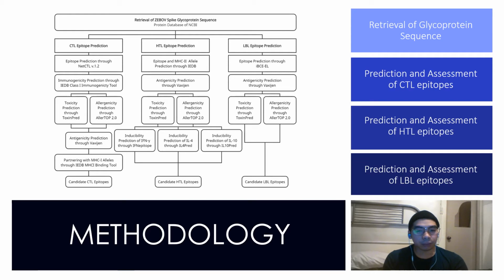For HTL prediction, it uses the IEDB server first and simultaneously partners it already with MHC2 alleles. After that, the same parameters will be used for filtering, in addition to cytokine inducibility. In LBL prediction, the same parameters follow also.